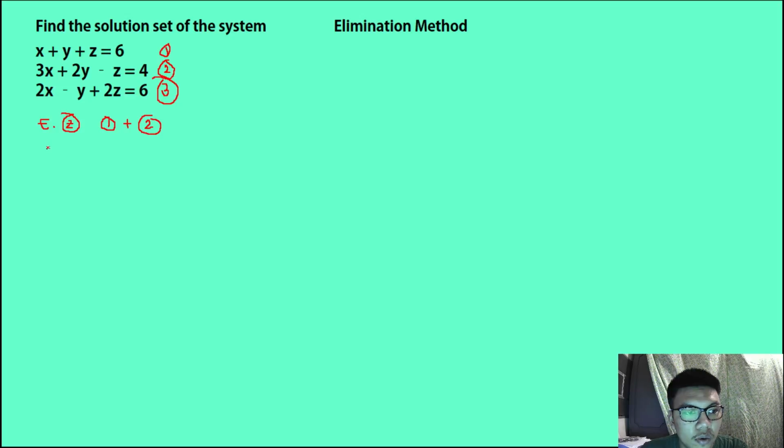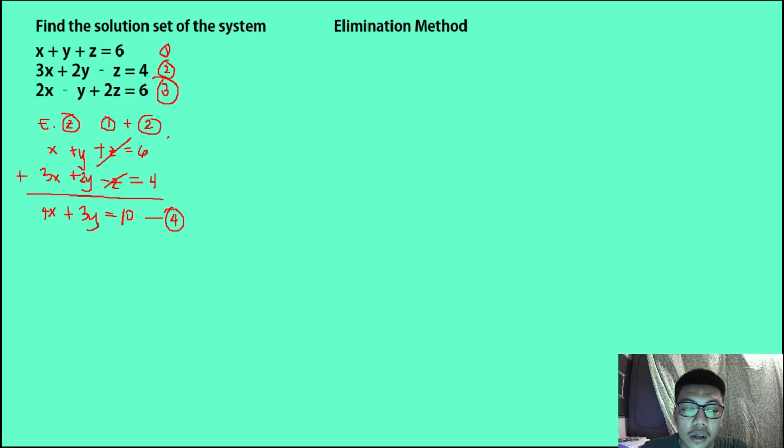Okay, let's use that. So, we have x plus y plus z is equal to 6. Then, plus yung ating equation 2. So, 3x plus 2y minus z is equal to 4. So, adding now, cancel yung z. So, we have 4x plus 3y equals 10. So, this now is our equation 4.